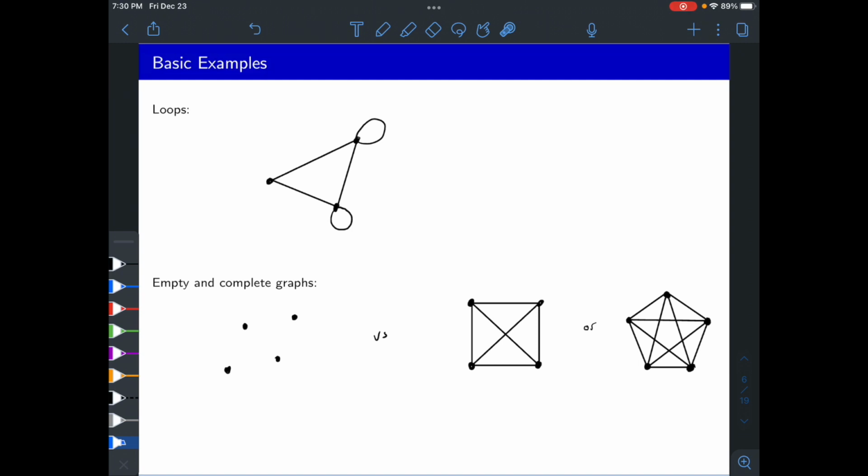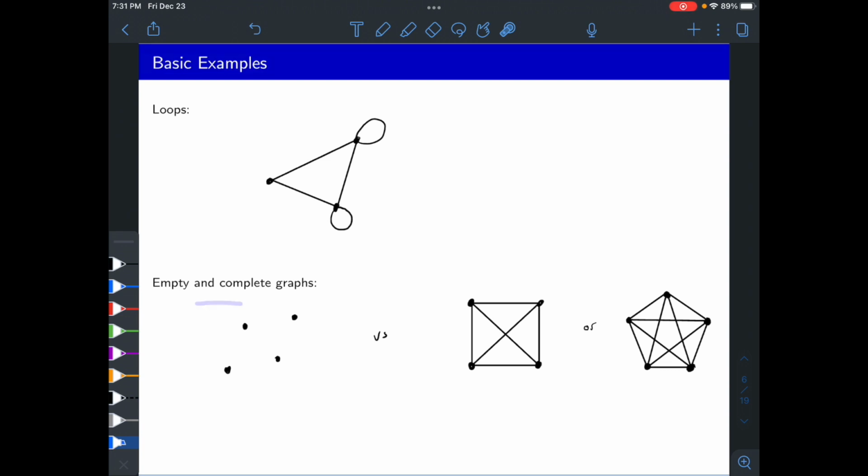Trying to think of one off the top of my head. Yeah, I can't think of one. Maybe I'll think of it later and put it in the comments or something like that. But this does make sense in a lot of contexts, and so sometimes it'll pop up.